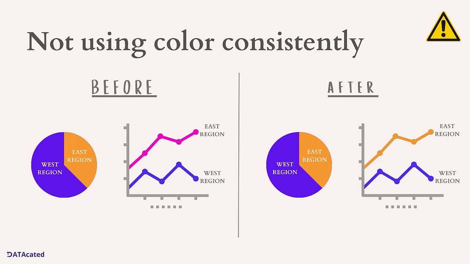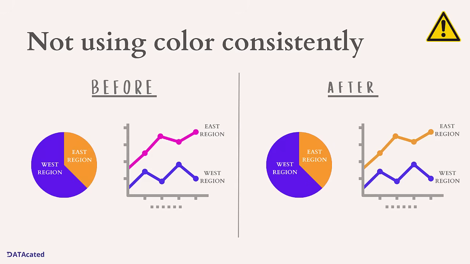Let's explore this example that compares the West region to the East region in 2 different charts. In the before example, you'll notice that the West is bluish and the East is orange in the pie chart. However, in the line graph, while the West region is colored with the same bluish color, the East region is colored pink.